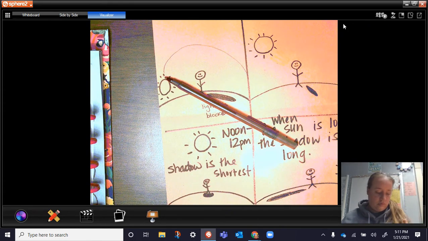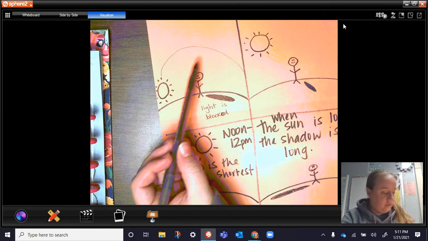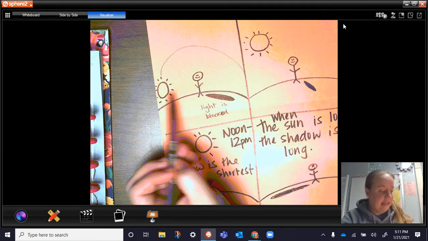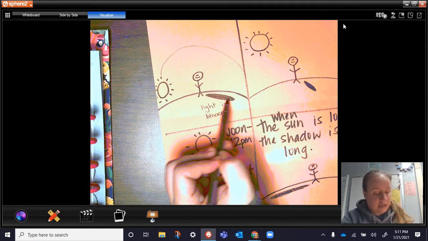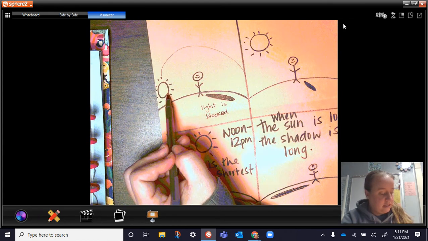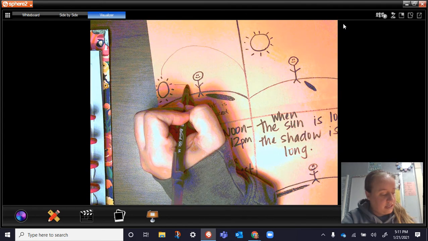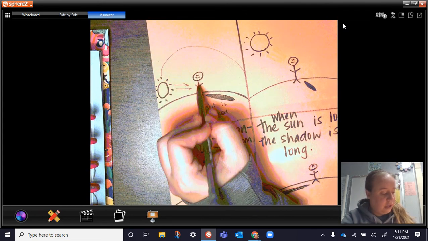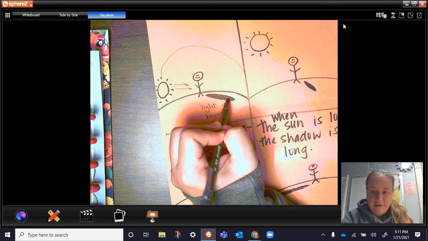So if the paper or a person blocks the light because it can't go through it, then you get this shadow created. The sun and the shadow are on opposite sides because the sun's rays are hitting you, your body is blocking the light from coming through, and you get this shadow created.